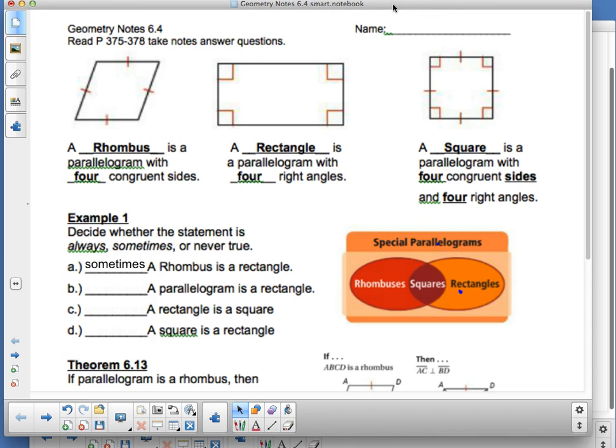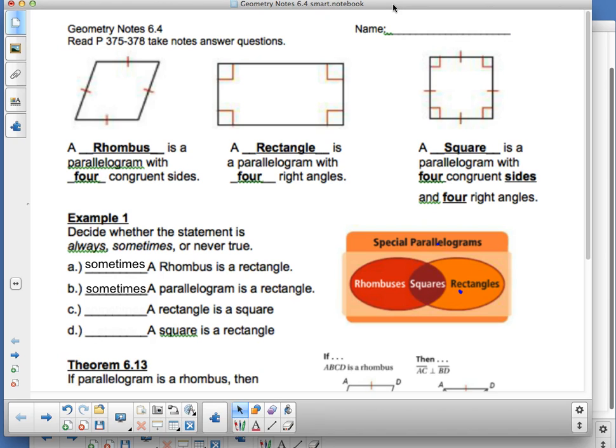A parallelogram is a rectangle. Parallelograms is the big area. Rectangles are a subset of parallelograms, so sometimes. And parallelograms are sometimes rectangles when those parallelograms have interior angles that are 90 degrees. Okay, so a rectangle is a square.